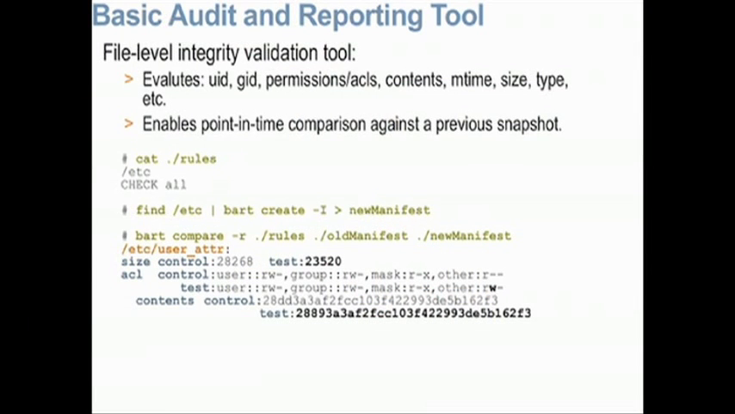Basic audit and report tool. This is audit in the sense of has it changed, not in the sense of Solaris Audit. It's Tripwire, basically. This is getting enhanced as part of the Validated Execution project to do many more things, including XML type output as well.